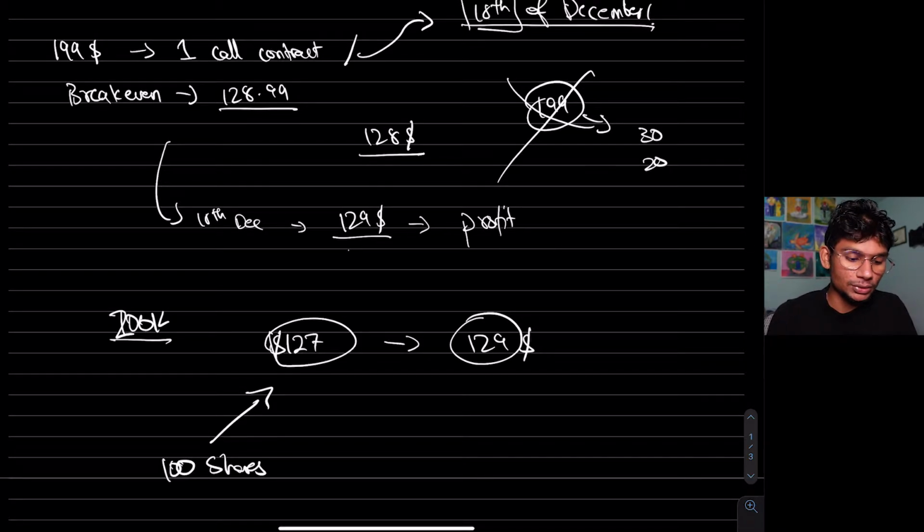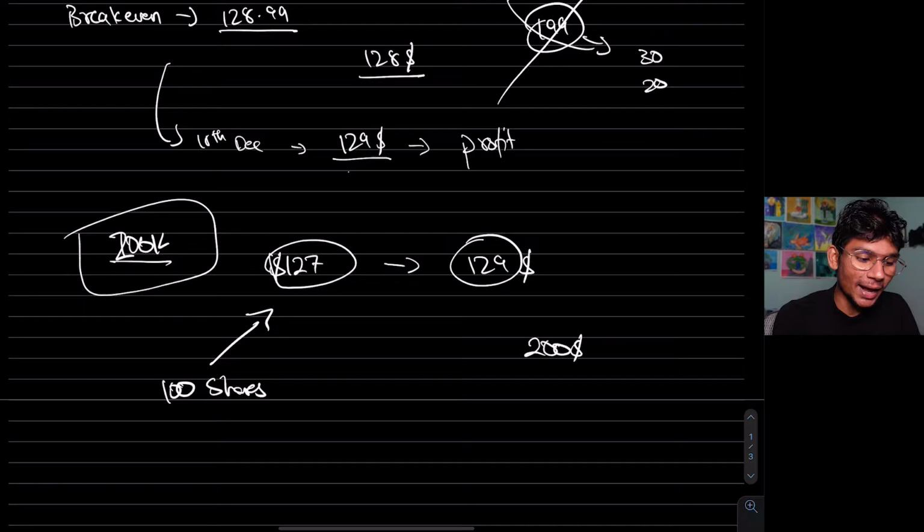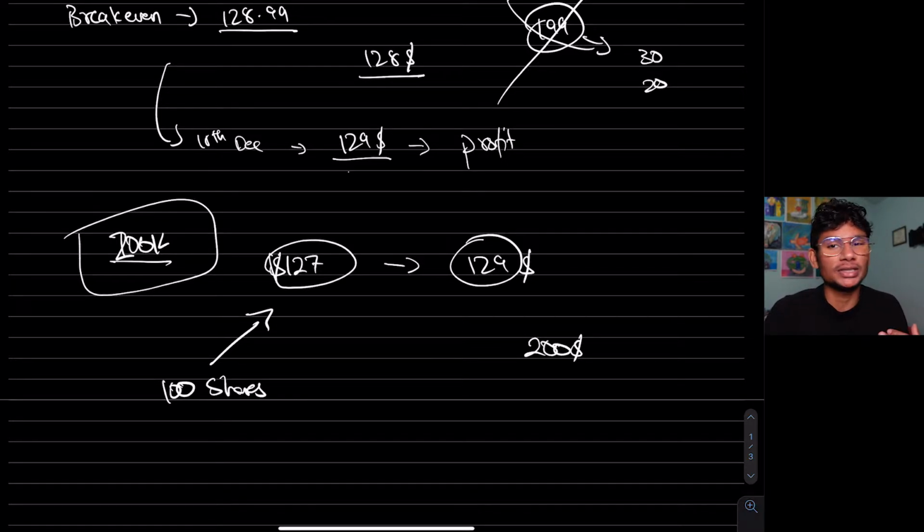So he will be losing around $200. And that's how much you'll be making. But since you do not have this 200K capital to actually buy those 100 shares of Apple at $127, you most likely will not be doing this. So please don't be doing this.